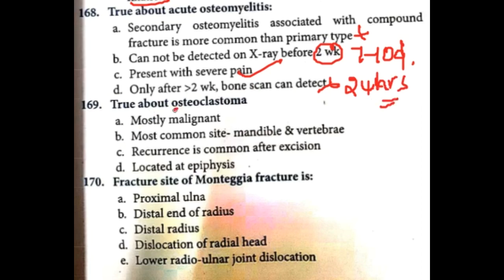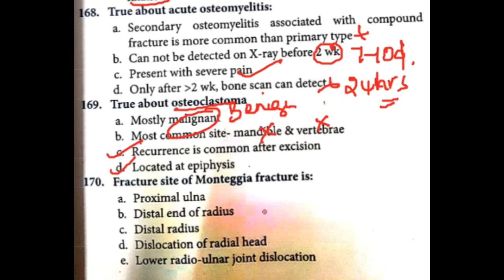Next question. True about osteoclastoma. Recurrence is common after excision in osteoclastoma. Osteoclastoma is a giant cell tumor. It is located in the epiphysis. It is a benign lesion, and common in vertebrae and mandible? Actually, osteoclastoma or giant cell tumors are more common in femur and tibia, long bones. Okay. Next question.